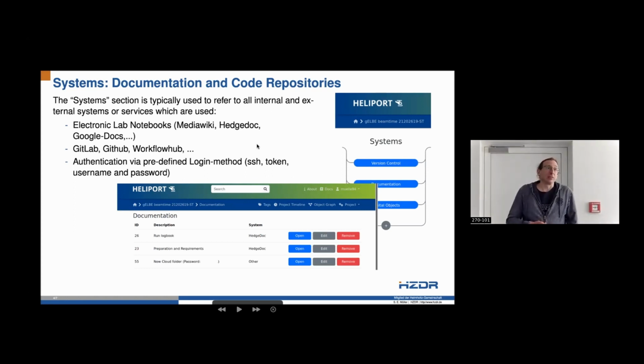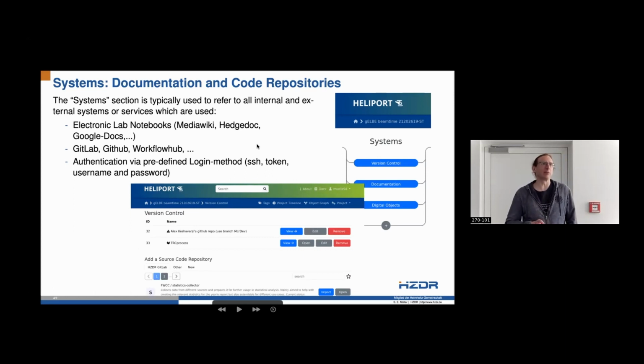And then with this login, all the members of the project can essentially access the resources through this predefined login. And this is very valuable because, especially for external people, it's really a hassle to set them up on our HPC systems. And through this HELIPORT, they can get at least a basic access to the devices, to the storage. And the same for the version control.